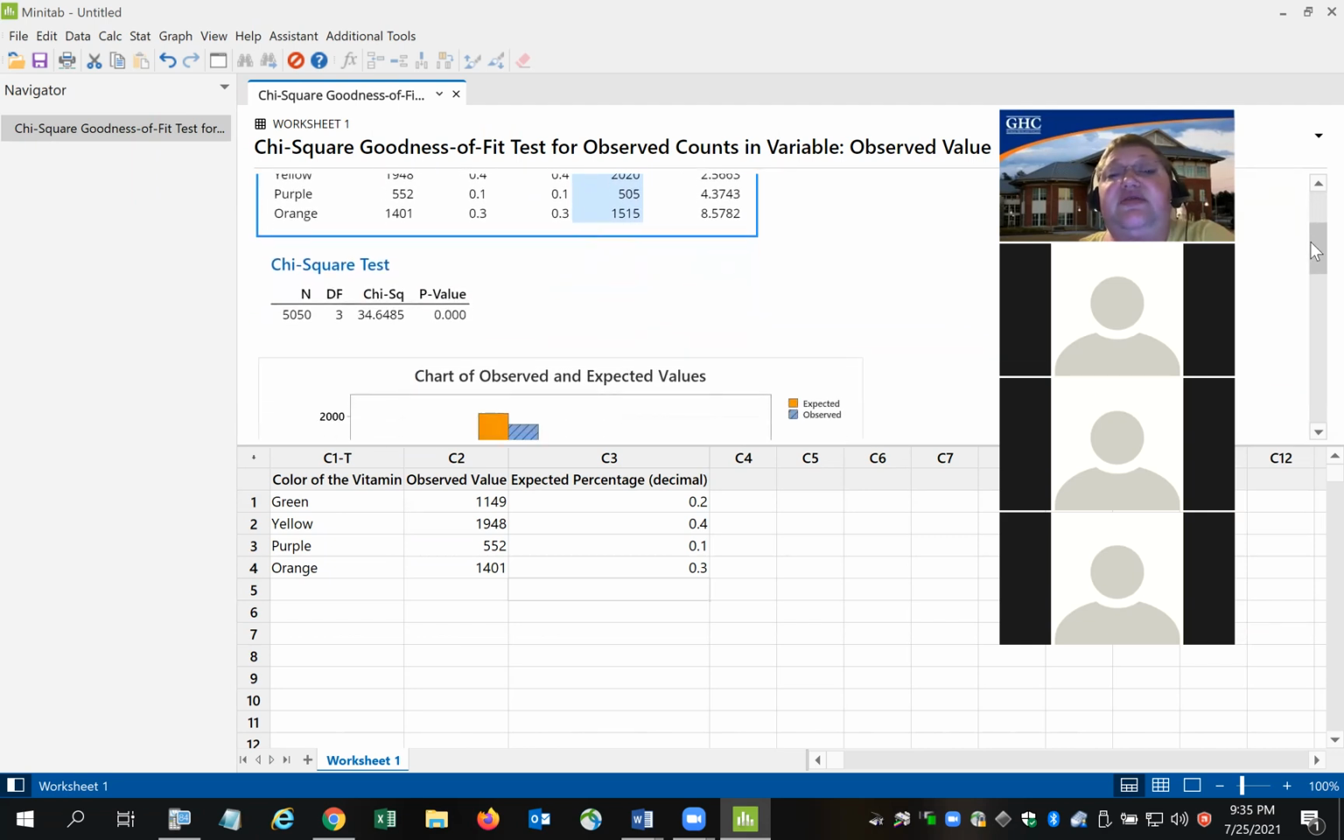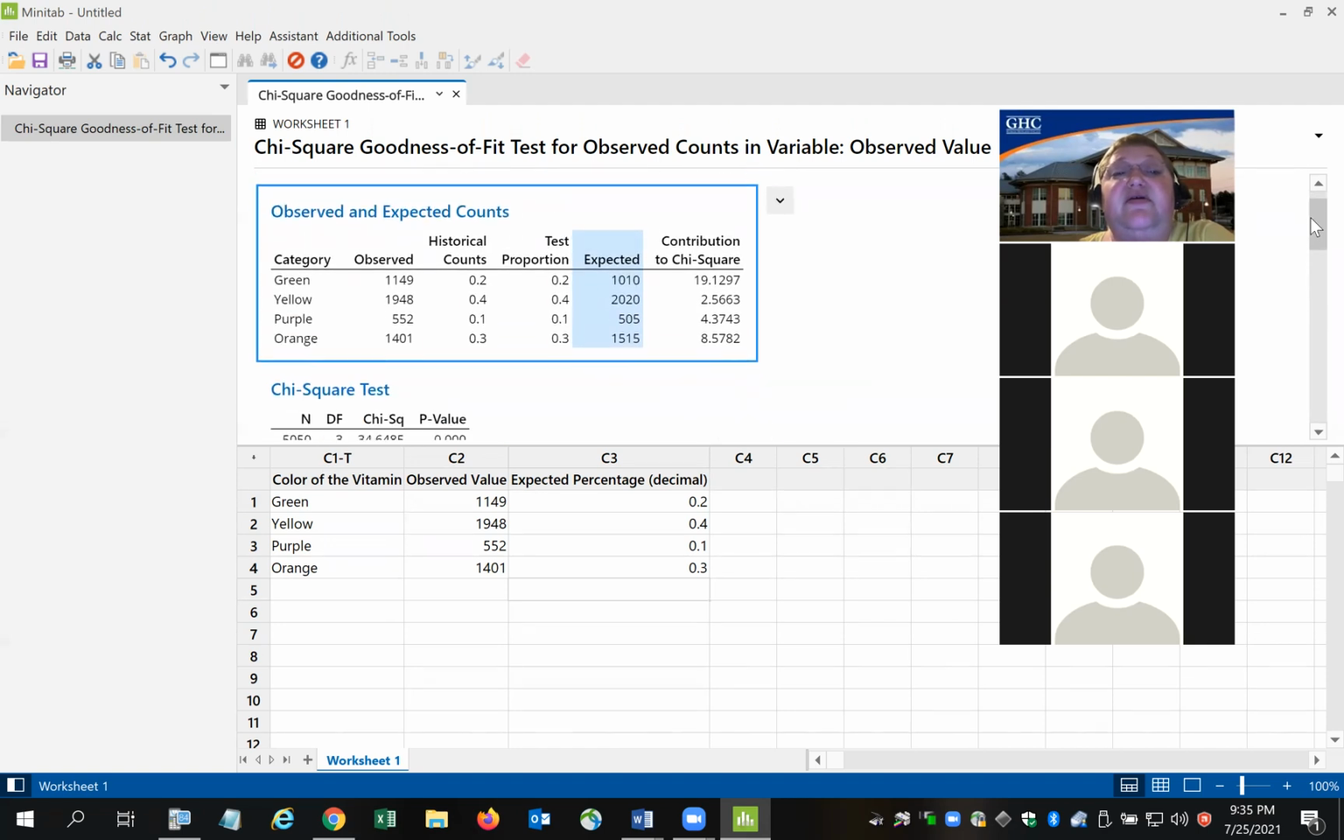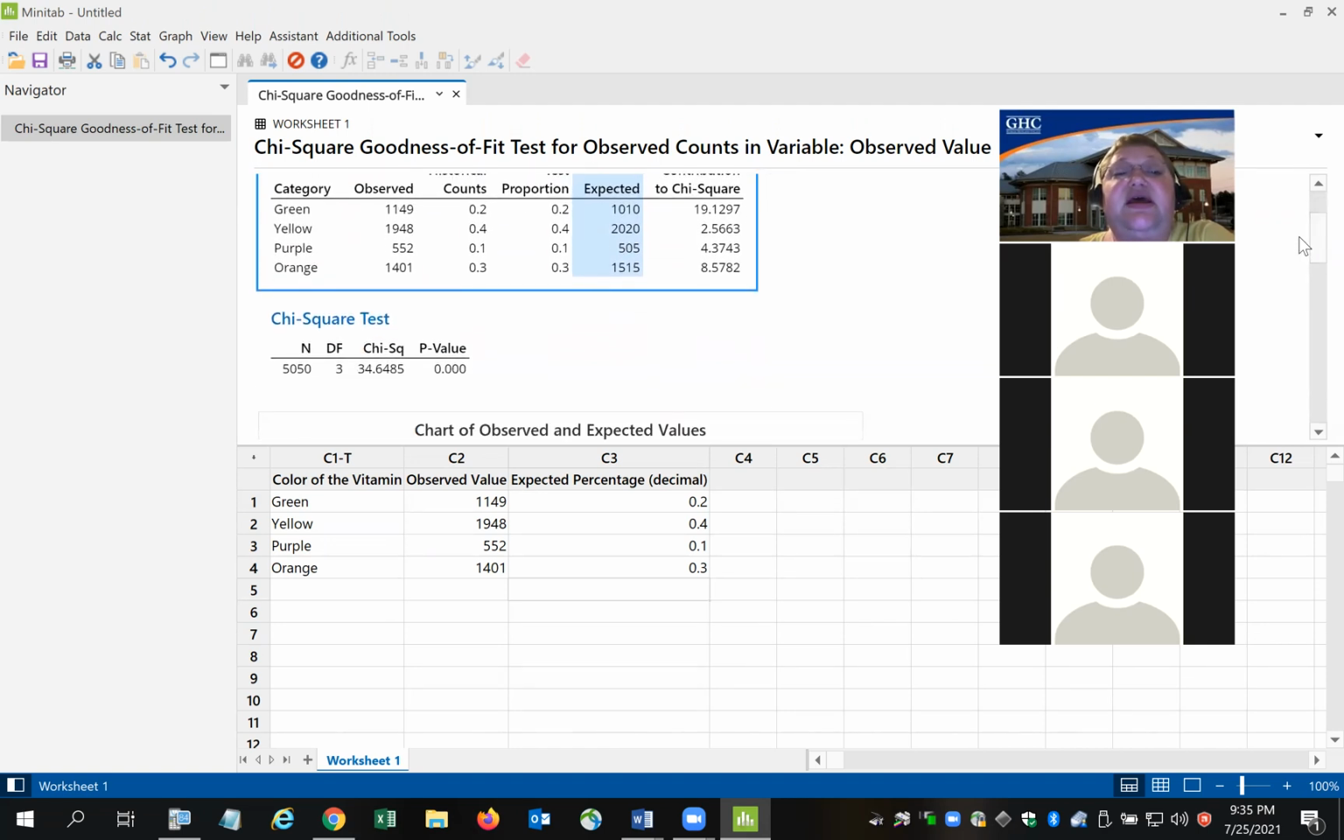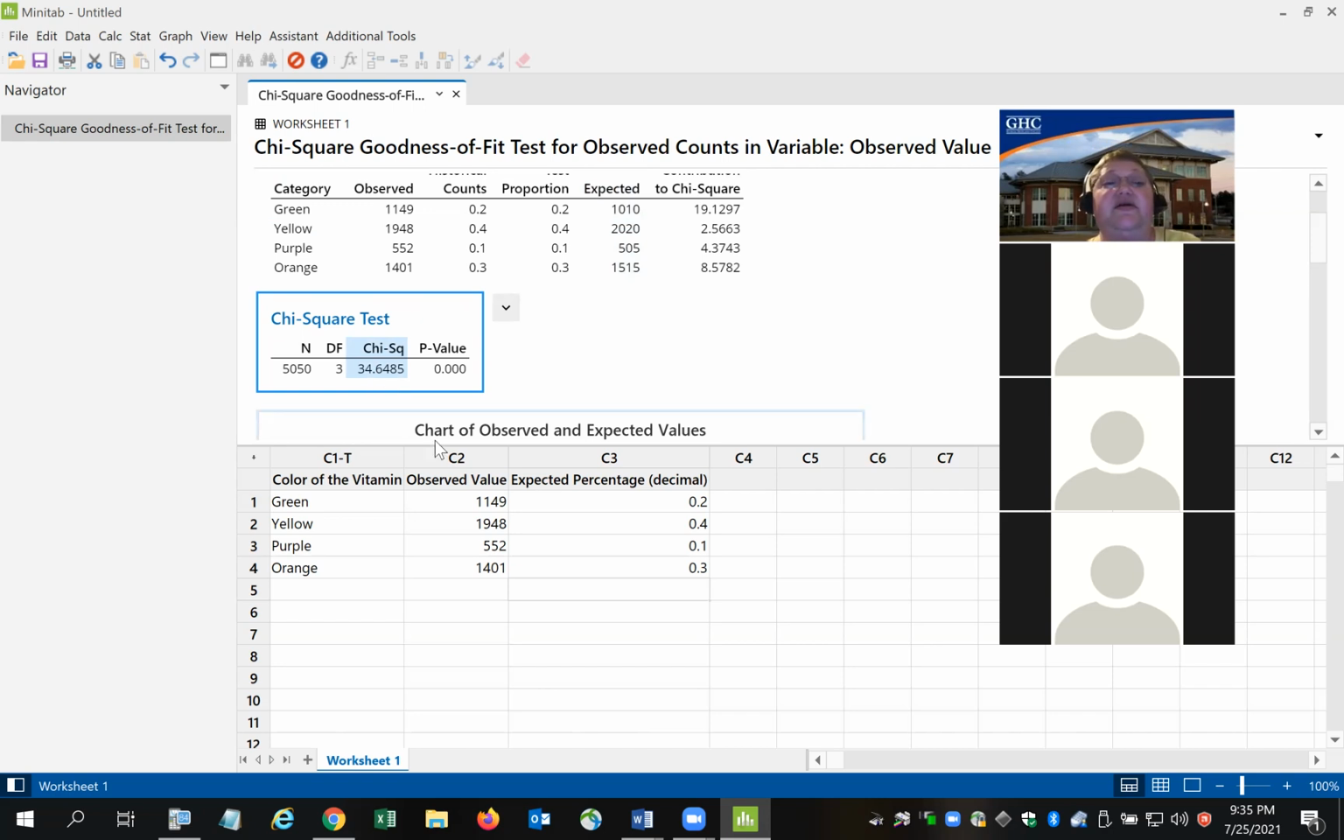Question 73, which is the one that Tanya asked me about, on this printout, you have the observed and expected counts, and then you have the header chi-square test. It doesn't say goodness of fit. So my chi-square is 34.6485, and the p-value is 0. Okay, on this printout, you have the table, and directly underneath it, you have the header chi-square test, and you can find your chi-square and your p-value.